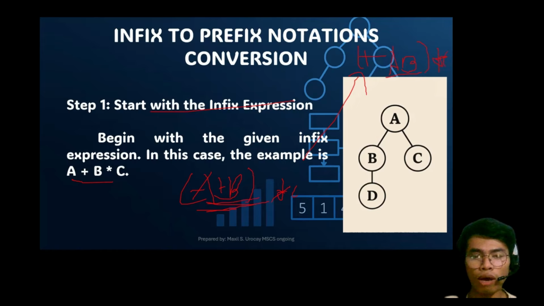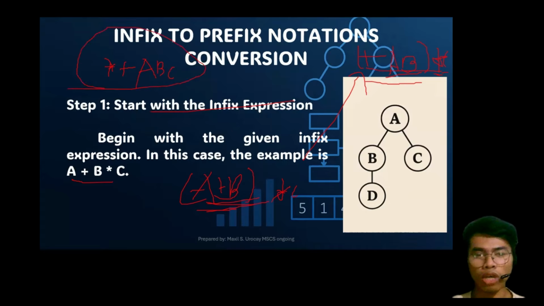So now we do have two expressions left: plus AB enclosed, and this one. So we have to omit the open and close parentheses. It will become times, since times is the operator between the two expressions, then copy the first expression, plus AB, and the last operand, that is C. So therefore, the prefix notation of this infix notation will be times plus ABC.